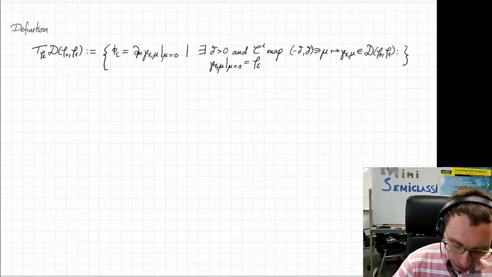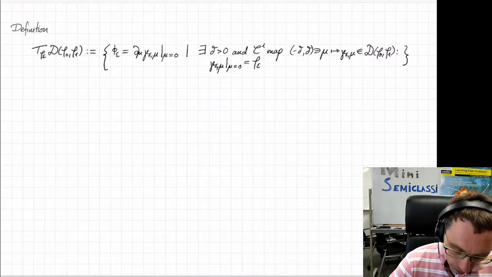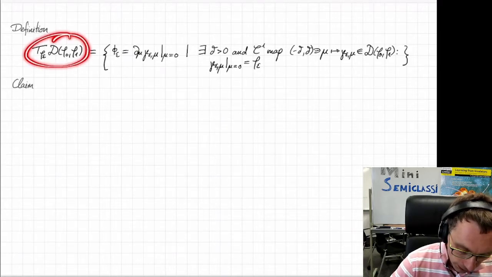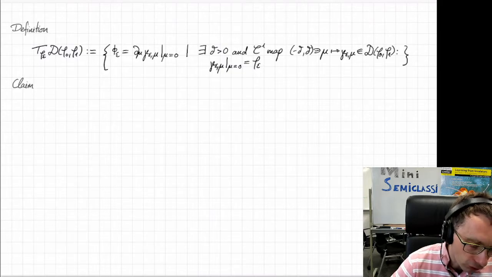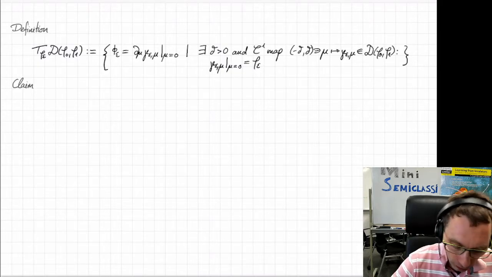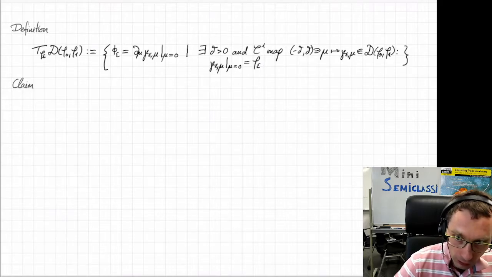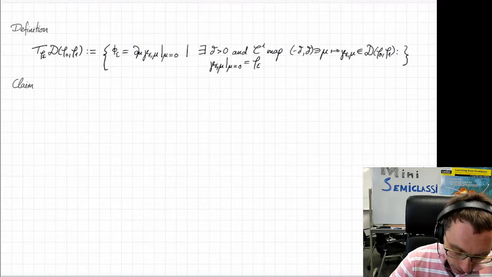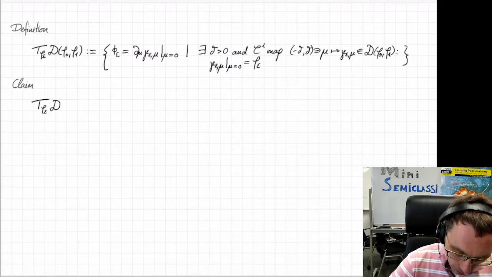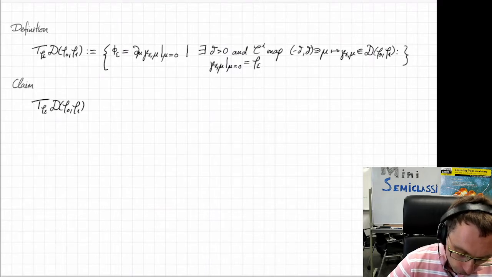In our case, and this is the important point, there is a relation between this tangent space and the tangent spaces of the manifold itself. So this is a small claim. You can think of it as a little lemma, and that is that you can identify T phi epsilon D phi naught phi 1. So that's the tangent space at phi naught to the domain of our functional.